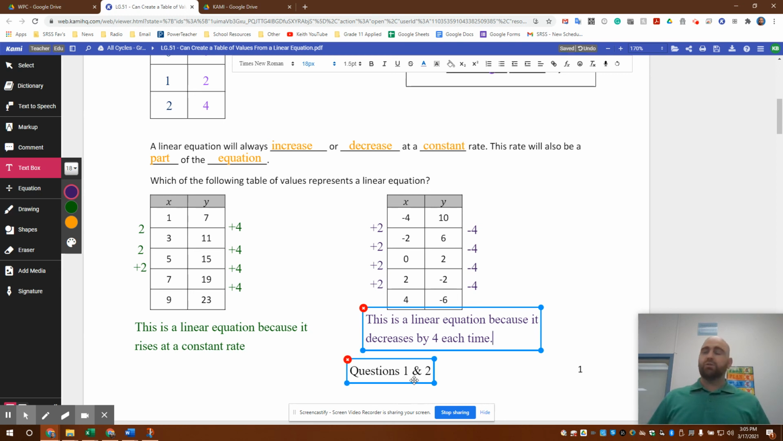Now I'd like you to start by doing questions 1 and 2, filling out tables of values and determining whether a certain table of values represents a linear equation.